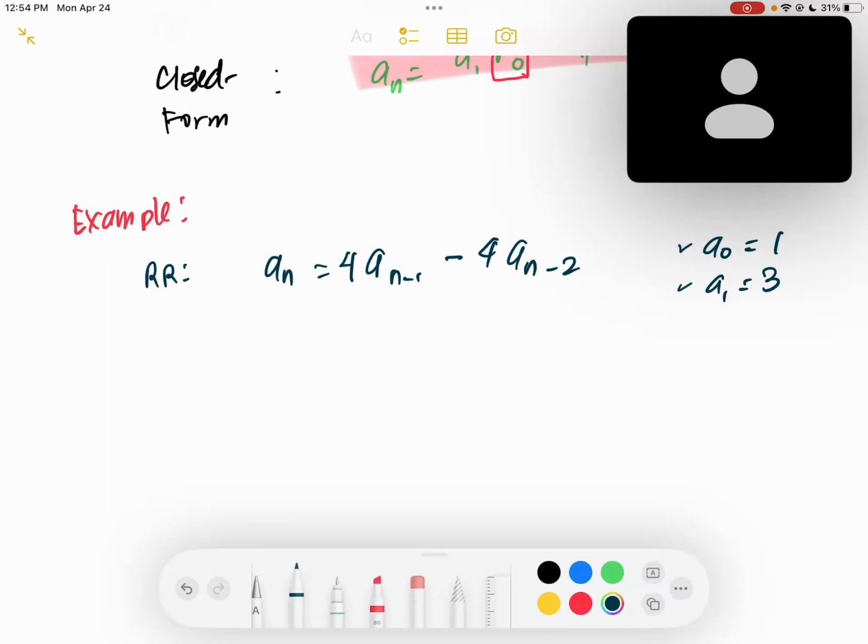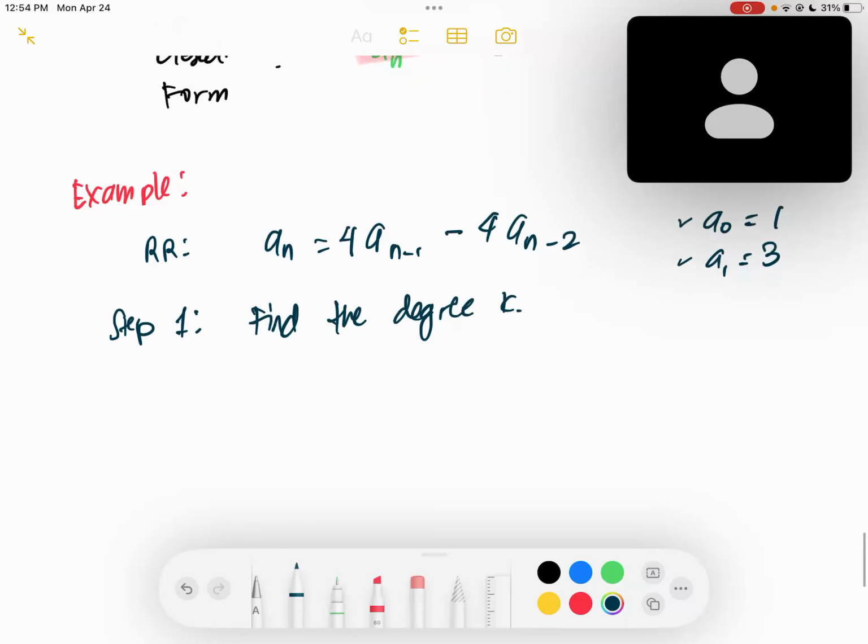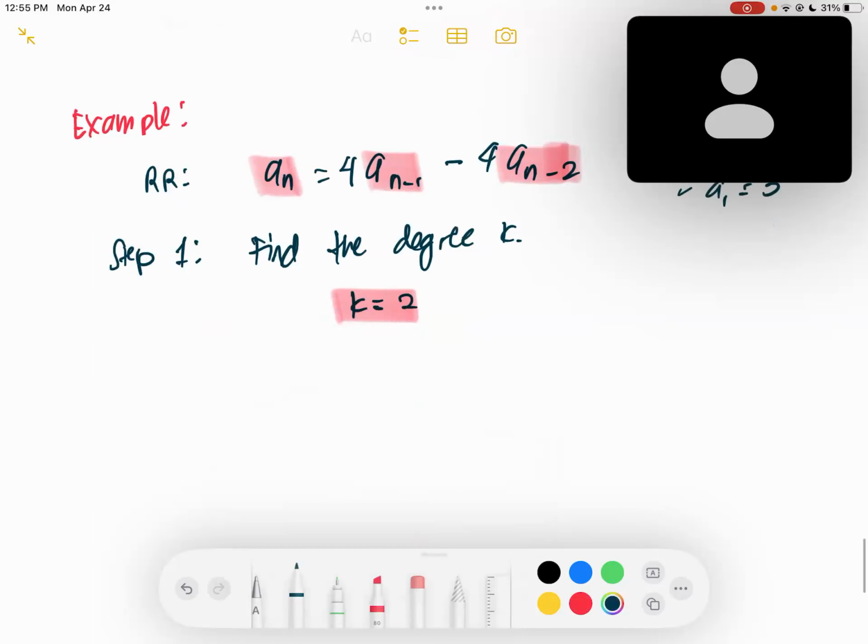So, step one: find the degree. To compute a sub n, we need the previous two terms, a sub n minus 1 and a sub n minus 2. So we can say that k is equal to 2.